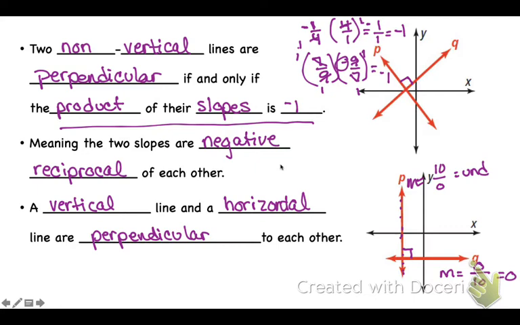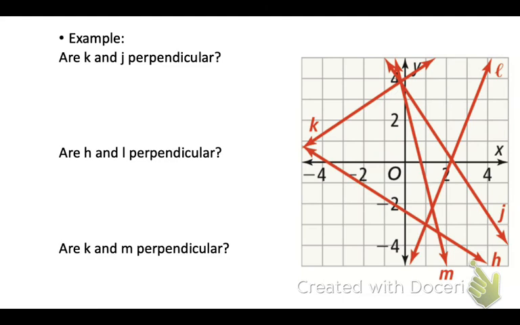Okay, so there's all the writing of the stuff. Now we're going to have some pictures, and we're going to decide whether these lines are perpendicular. So I have K and J, H and L, K and M. So what do I need to find of all of these lines? They're what? Slope. So I'm going to need to count them, correct? So let's find some good points. So let's say K is here. And where's another good point? Does it hit the y-axis at 4? Yeah. Okay.